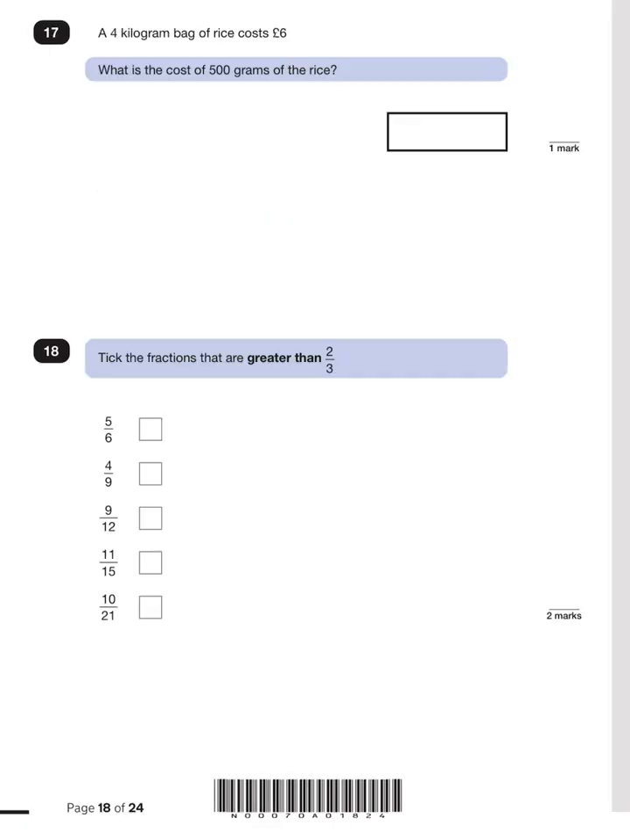Number 17. A 4 kilogram bag of rice costs £6. What is the cost of 500 grams of the rice? So we're looking for half a kilogram. £6 is for 4 kilograms.